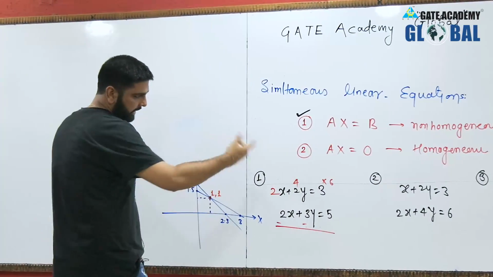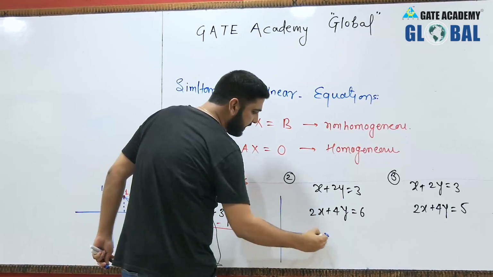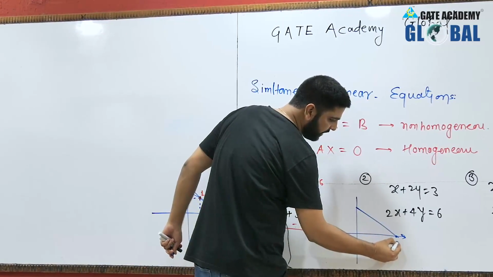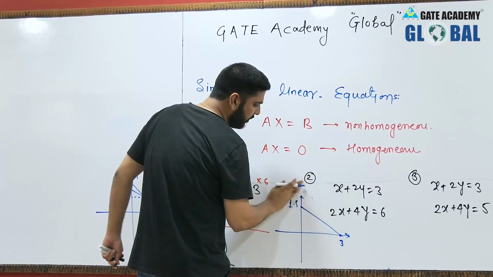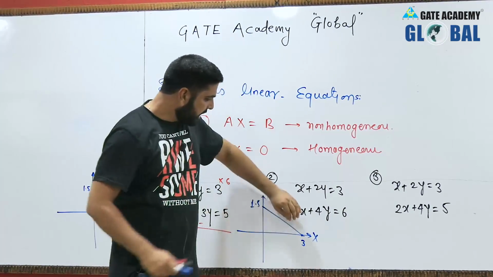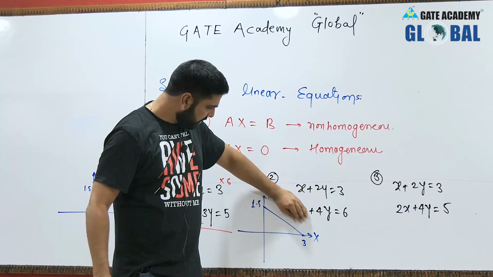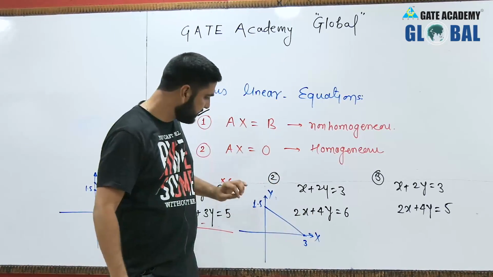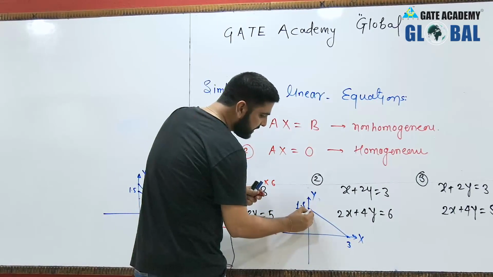Now in the second case, the first line is exactly the same, with 1.5 and 3, no problem at all with the first line. Now the second line, 2x plus 4y is equal to 6. If 2x is equal to 0, then y is equal to 3. Again y is 6 by 4, that means 3 by 2, that means 1.5. And if y is equal to 0, we have x is equal to 3. So what is the second line?